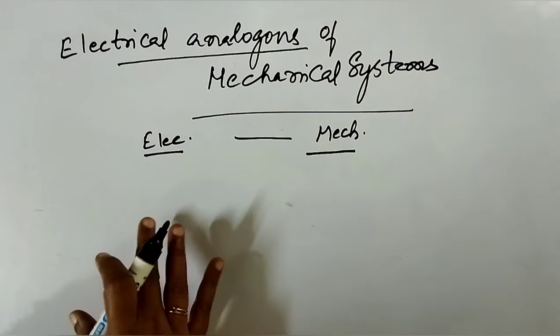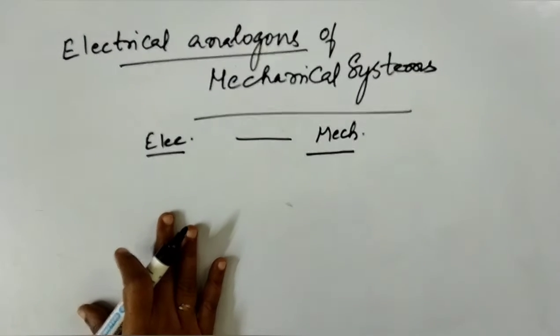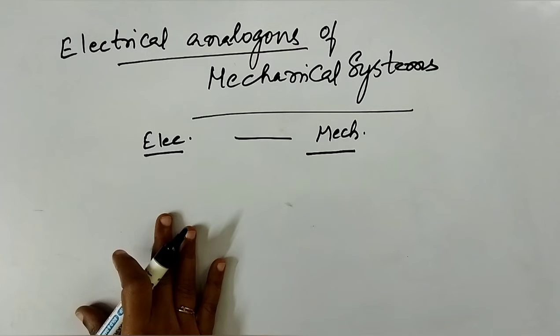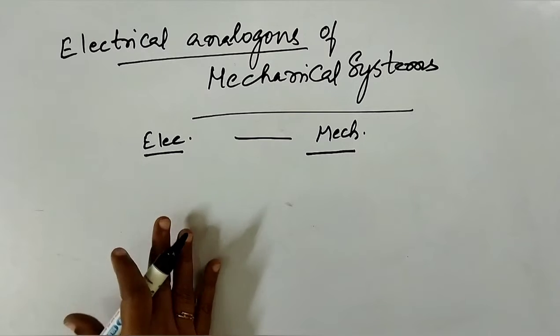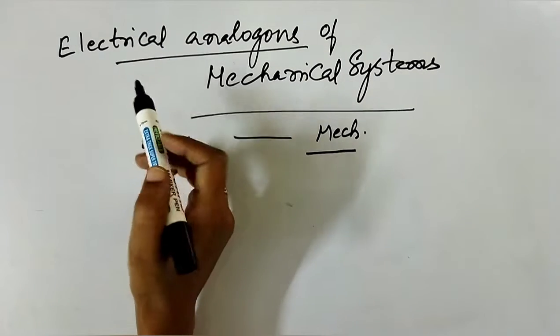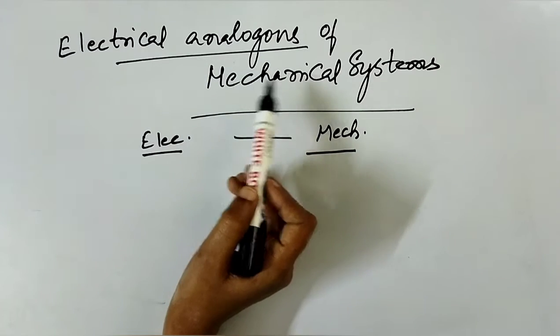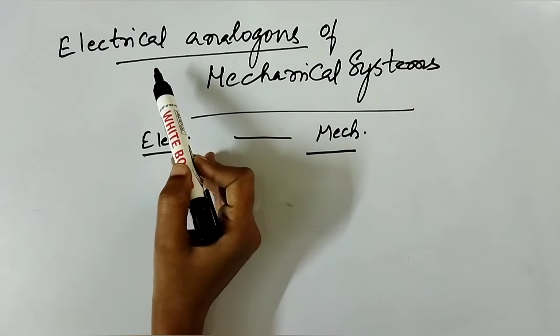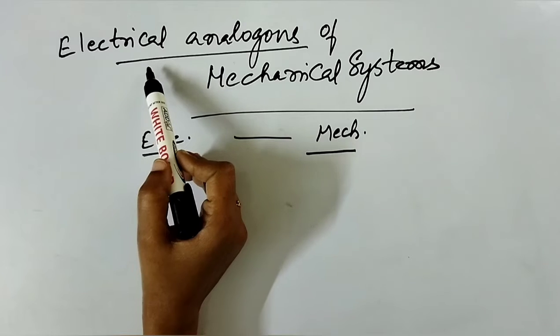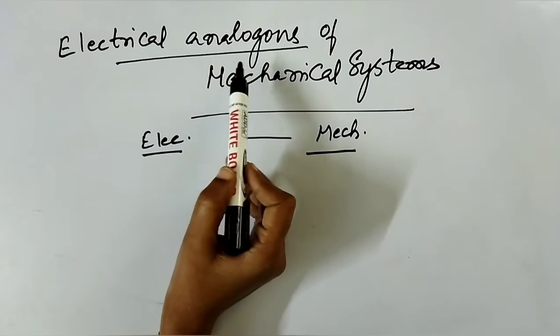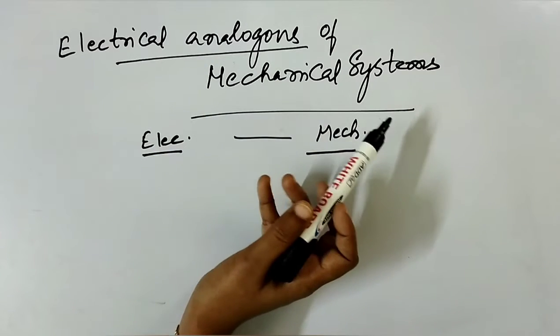Hello viewers, in the last session we saw how to find the transfer function of an armature control DC motor. In today's session we will see electrical analogous of mechanical systems. In simple terms, we are trying to find electrical equivalent systems for mechanical systems.